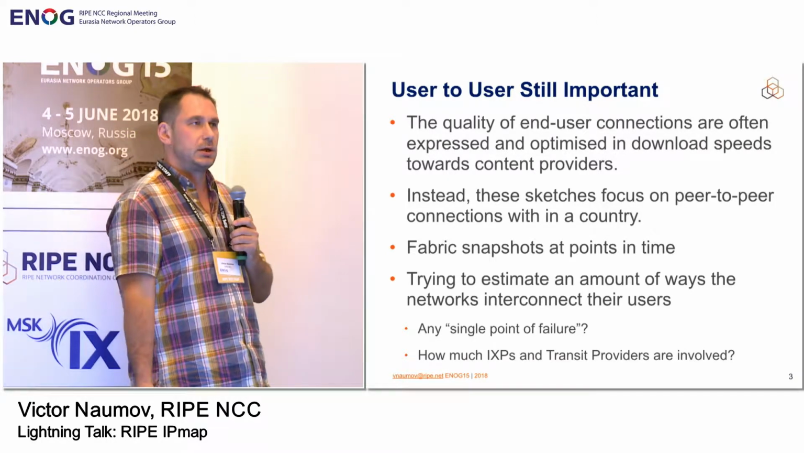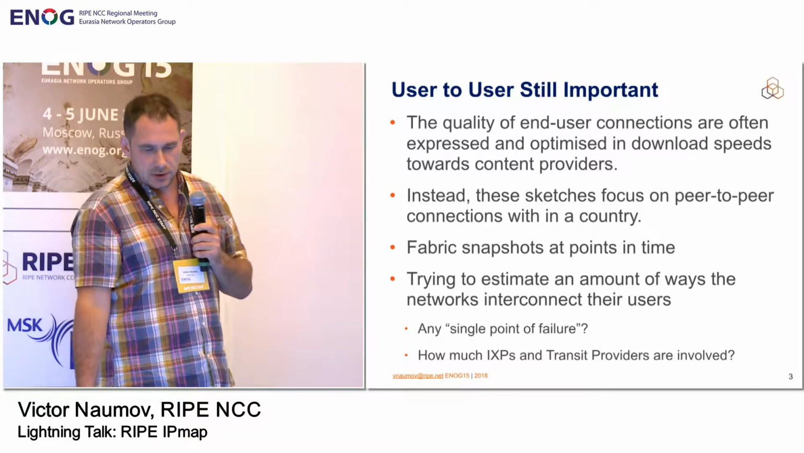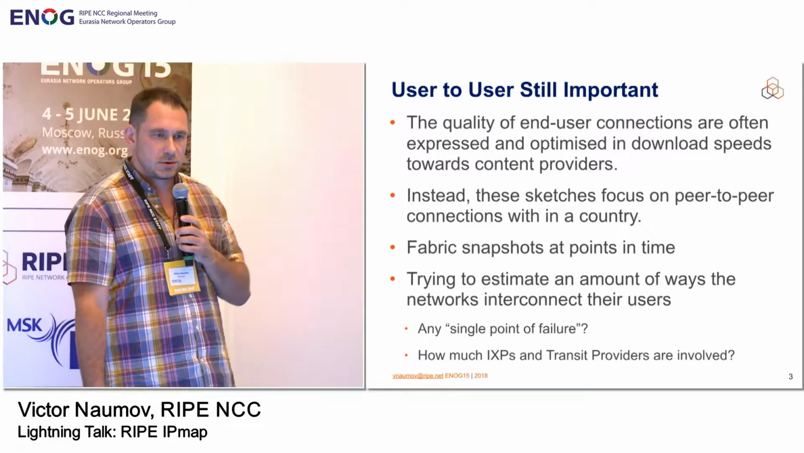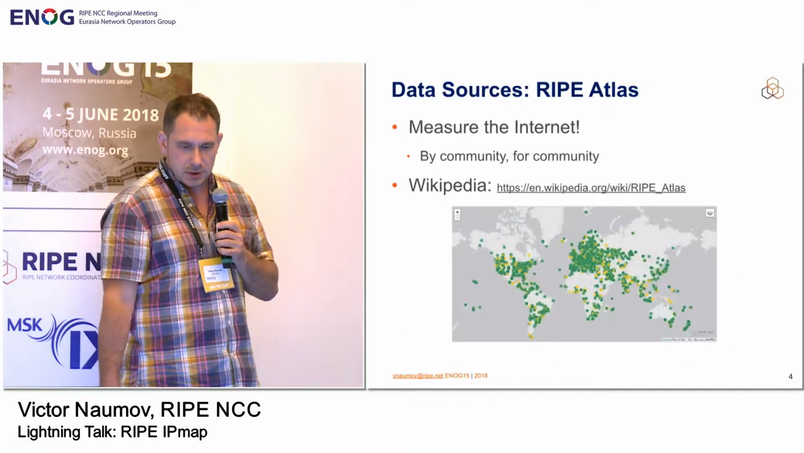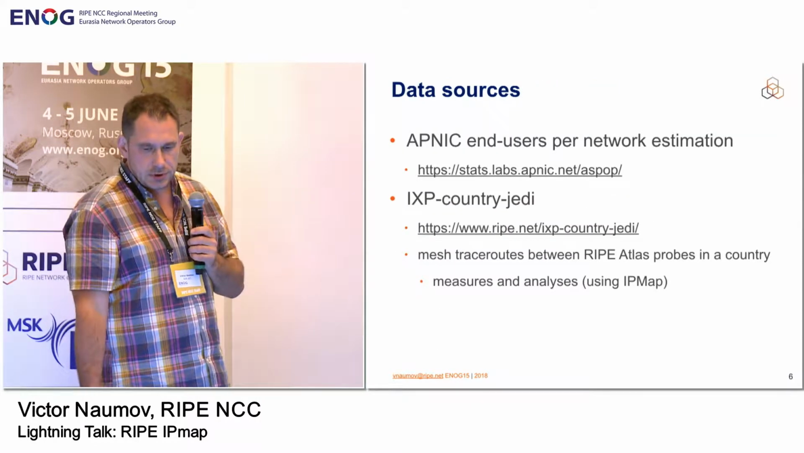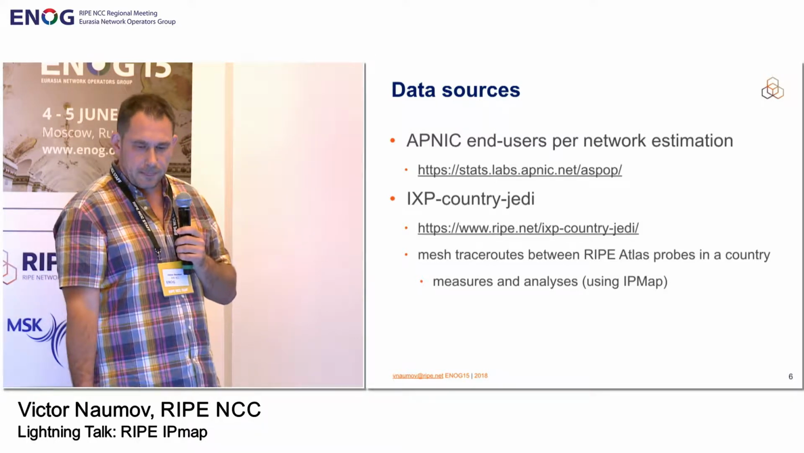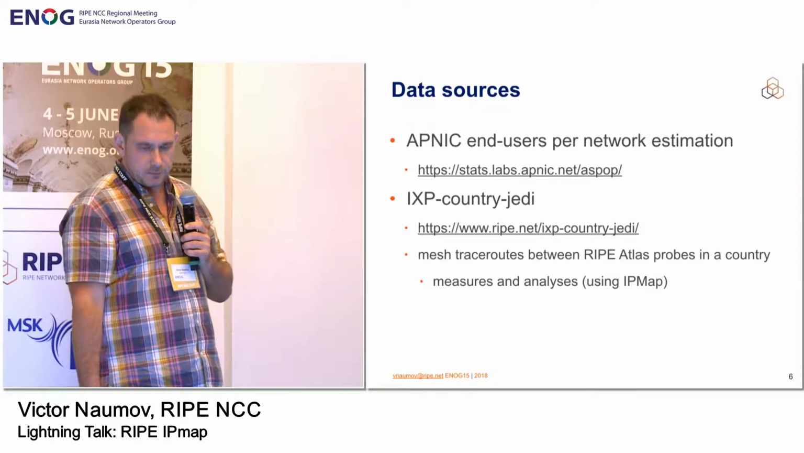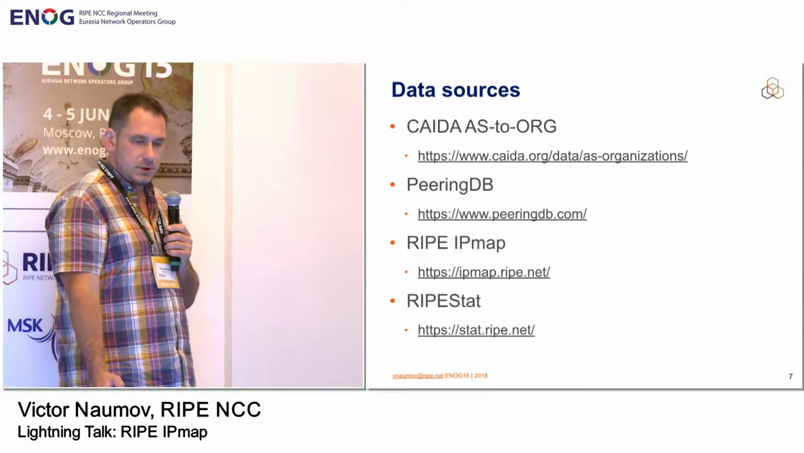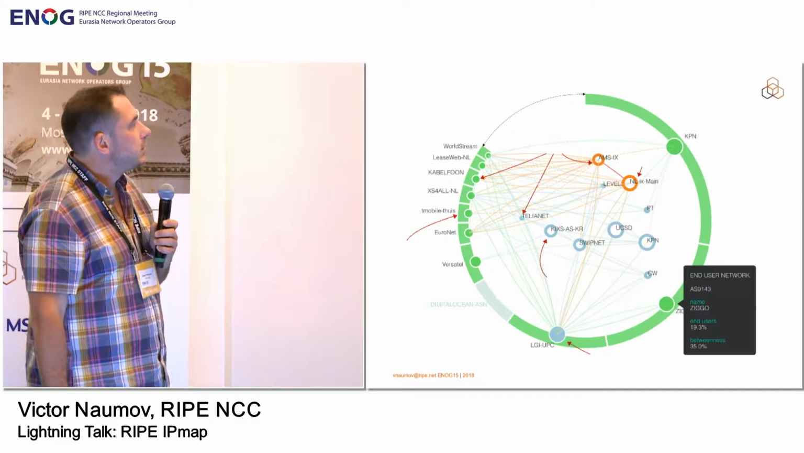So we call it a sketch because we use data from different sources that are not 100% authentic and reliable, so it's kind of a disclaimer. It's not a 100% robust and reliable instrument. We use RIPE Atlas, and for this we use different data sets. For example, Subnica, PRS, country JEDI, CAIDA, S2org, PeeringDB, etc. And so what it looks like, let's see.